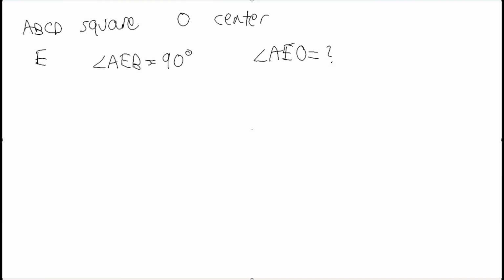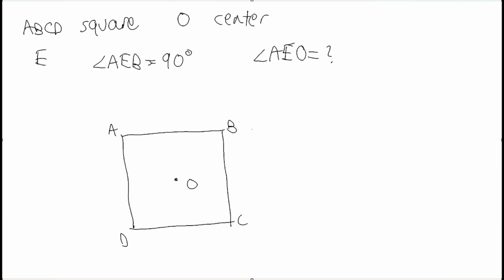All right, so the first step in any geometry problem is to draw the diagram. So let's do that. So we have our square ABCD, and O is the center, where it's the intersection of the diagonals. And we have a point E up here such that this is 90. And we want to find the measure of this angle.